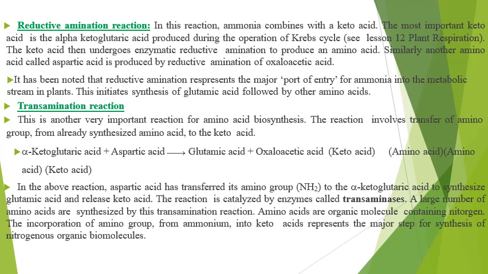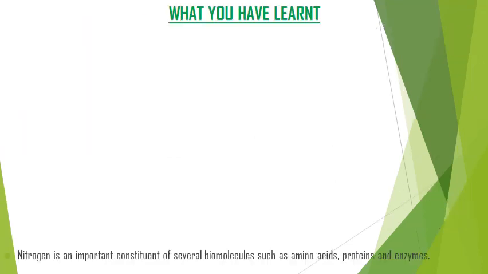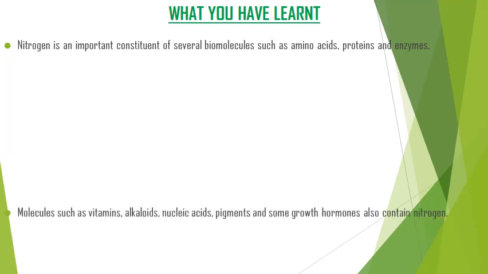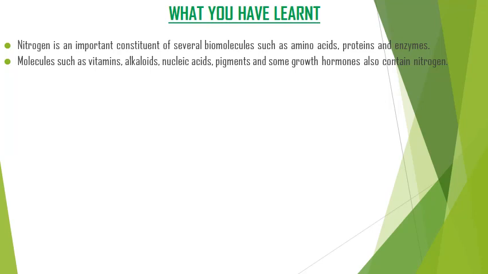Amino acids are organic molecules containing nitrogen. The incorporation of the amino group from ammonium into an acid represents the major step for synthesis of nitrogenous organic molecules. So what you have learned in this PPT: nitrogen is an important constituent of several biomolecules such as amino acids, proteins and enzymes. Molecules such as vitamins, alkaloids, nucleic acids, pigments and some growth hormones also contain nitrogen.